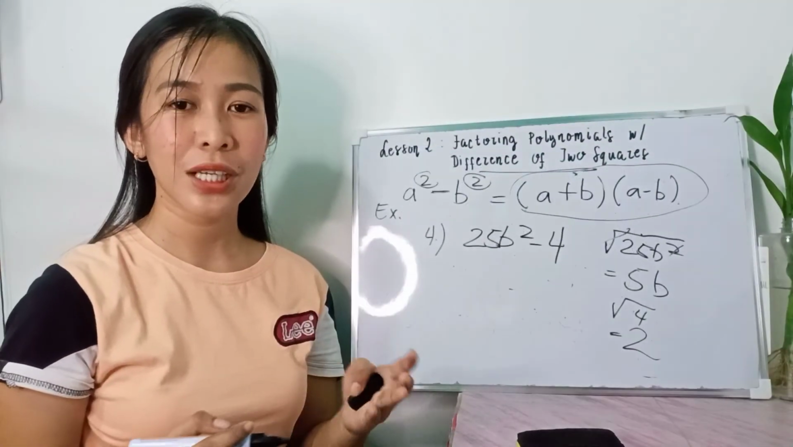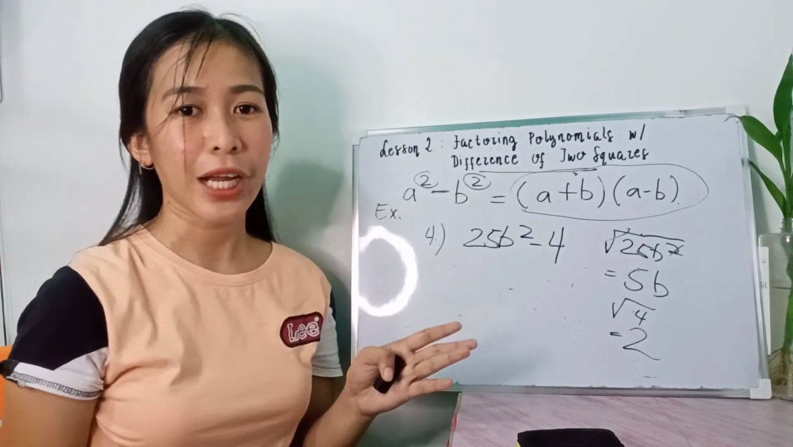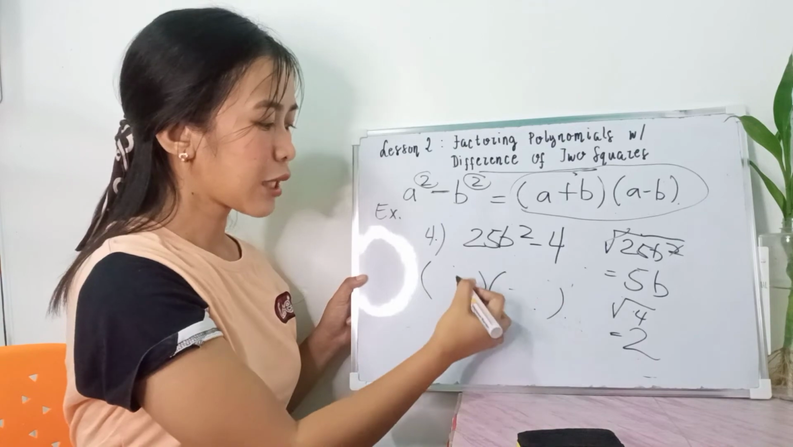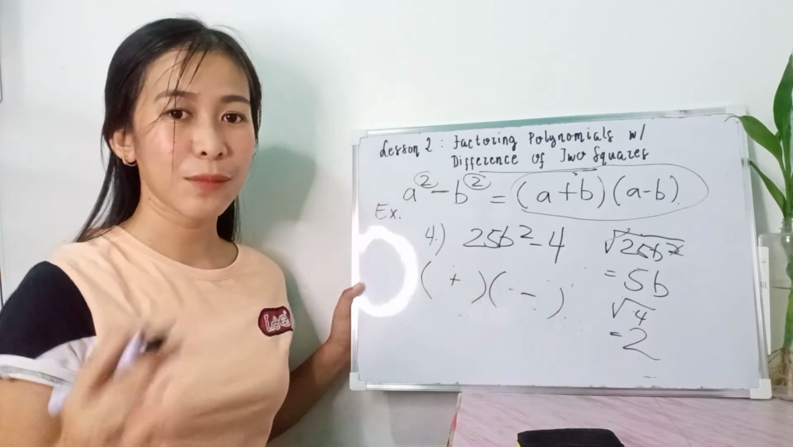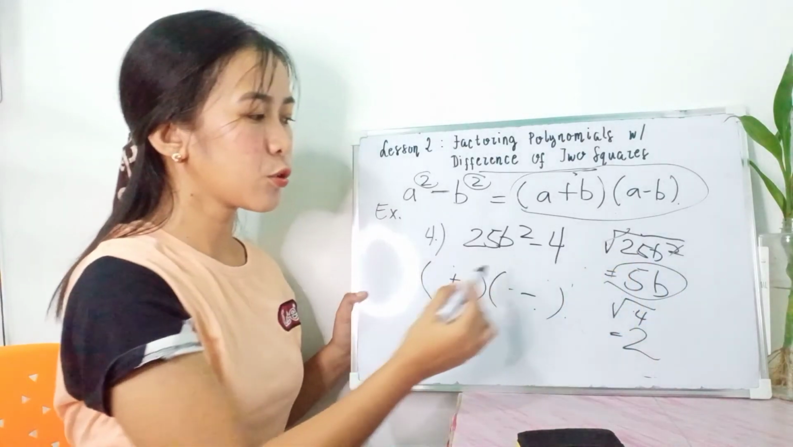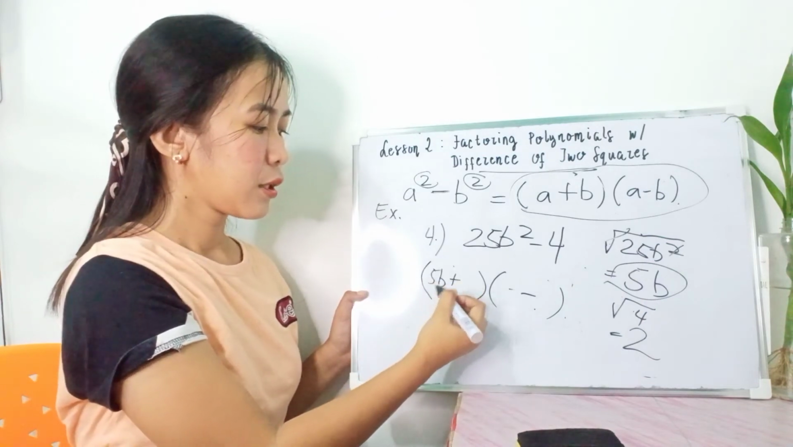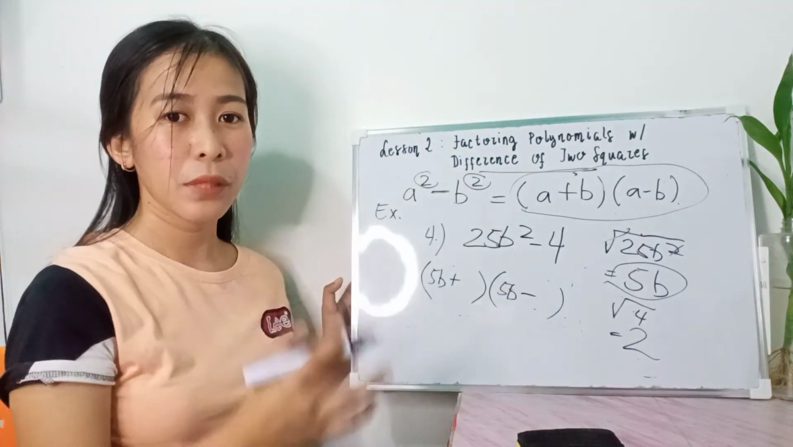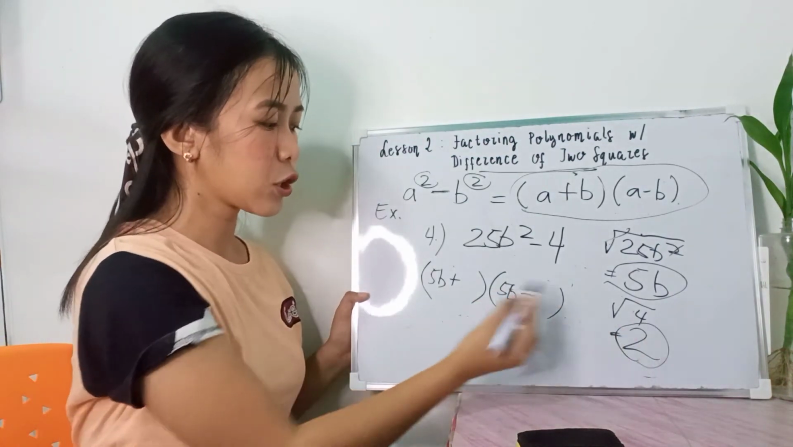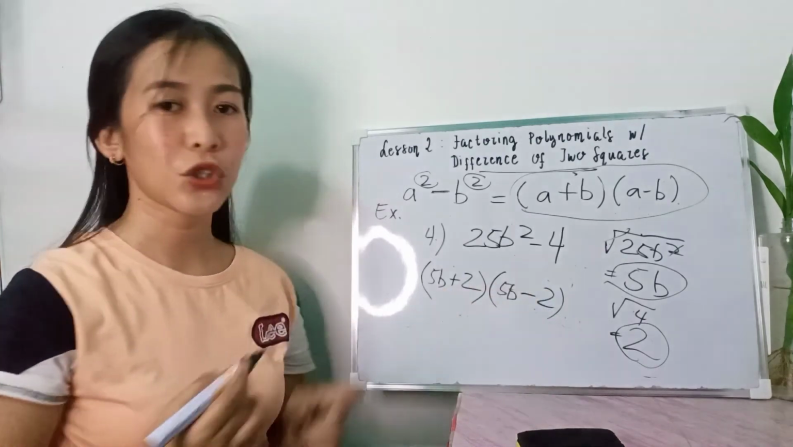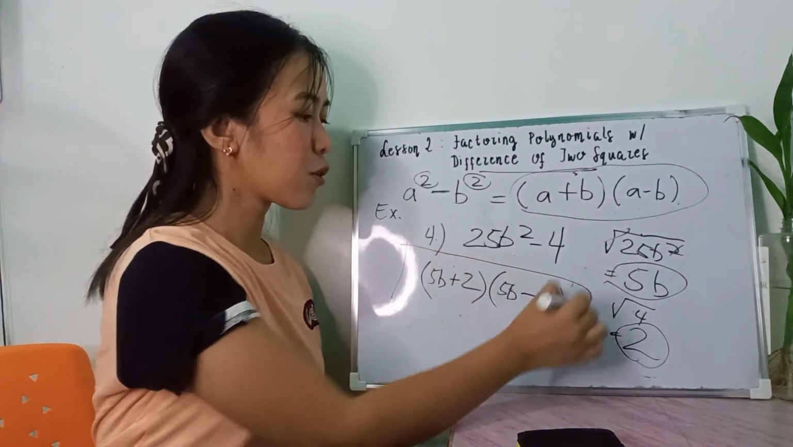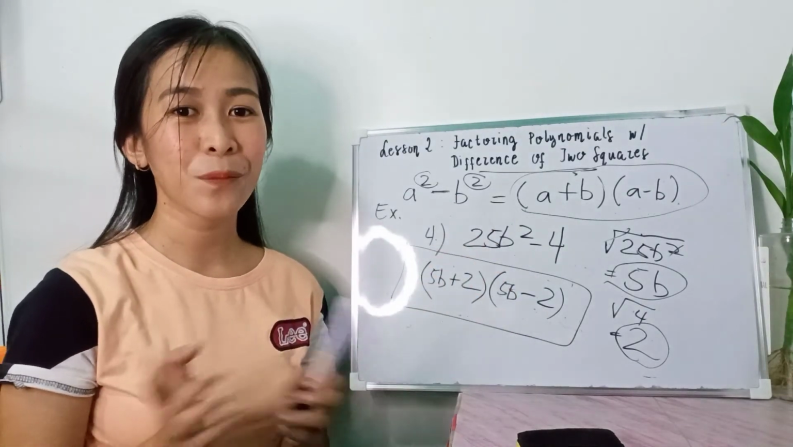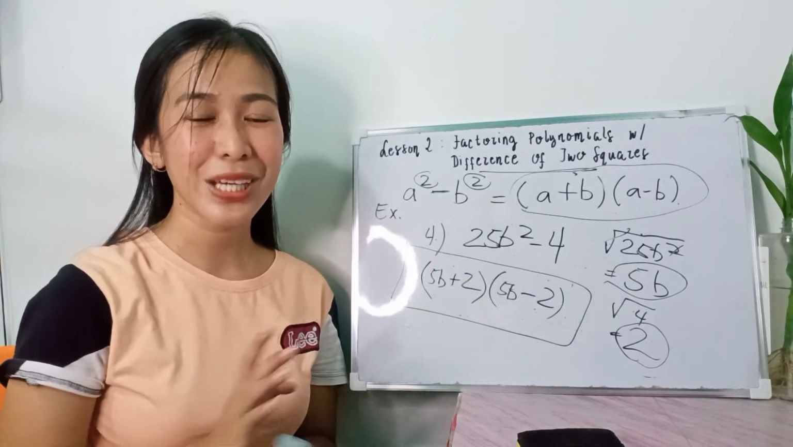Alright? And then, ilagay nyo na siya sa product of the sum and difference of 2 squares. We have to put 2 parentheses, that is plus and minus, huwag kalilimutan. And then, yung may variable or yung unang term, dito mo ilalagay, that is 5b. Of course, dito din, lagyan mo din. 5b also. And then, the other one is 2. So, lagay mo lang siya dyan. And that's it. This is already the factor of 25b squared minus 4. As simple as that. Di ba? Hindi naman talaga siya mahirap.